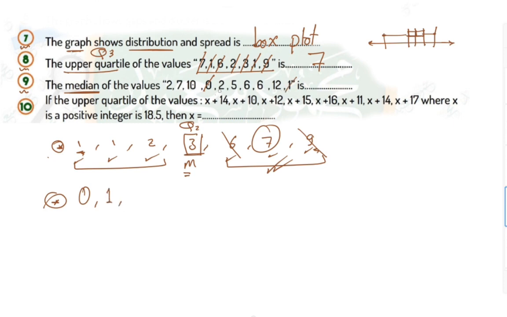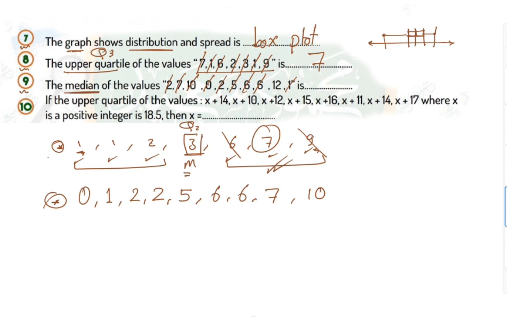After 1, we have 2 and 2. Okay. After this 2, we have what? 5, and 2, 6 and 7. 2, 6 and 7. And finally, we have 10. Now I arranged them ascendingly.